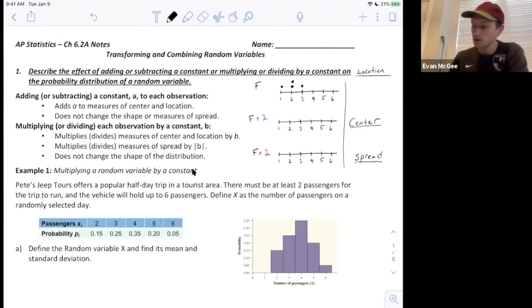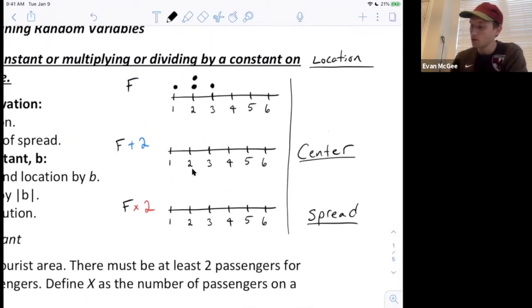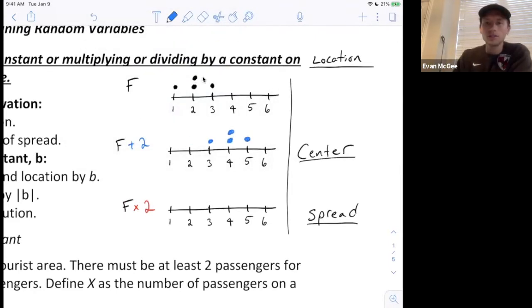So let's look at a simple example that we used in chapter 2. Let's say we have a distribution, we'll call it F, and the outcomes are 1, there were two 2s, and a 3. First I'm going to add a constant. I'm going to add 2 to all the values and see how this distribution changes. If I add 2 to each of these observations, then you can see the mean was 2 and now it's increased to 4. So the mean is just increased by 2.